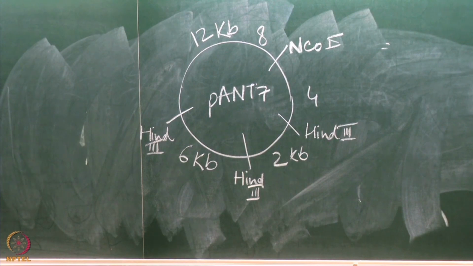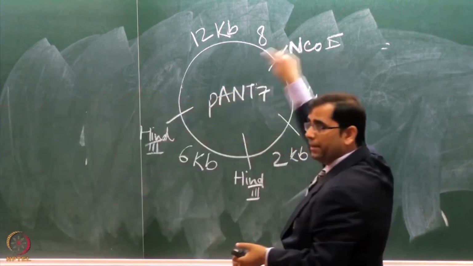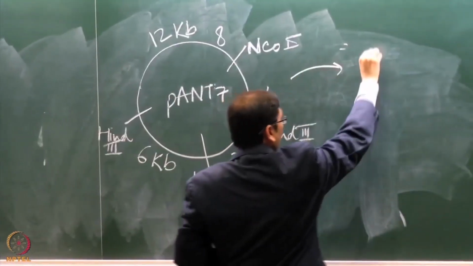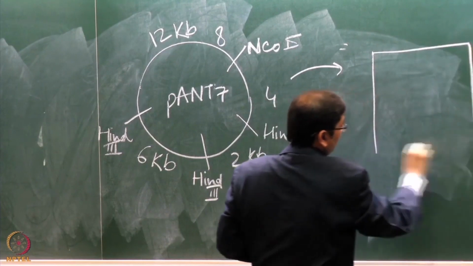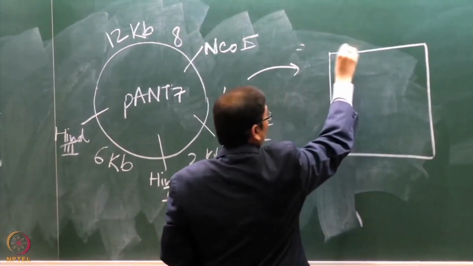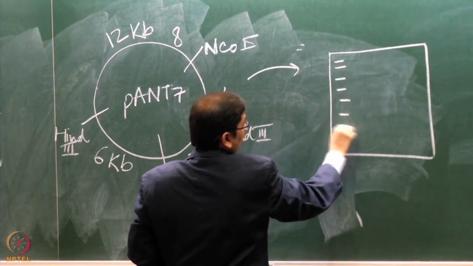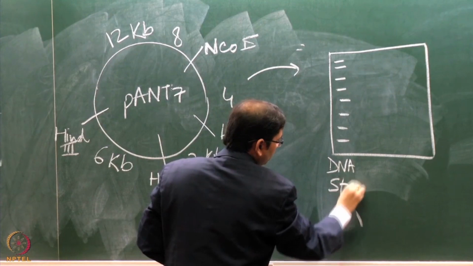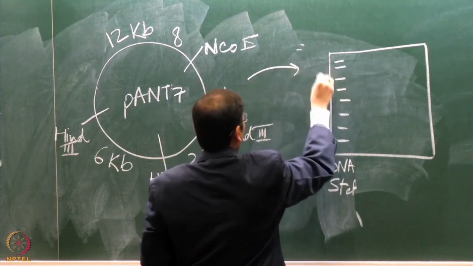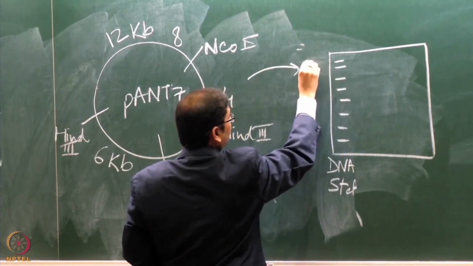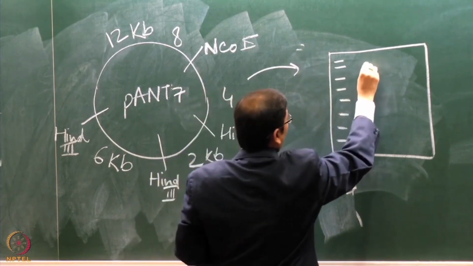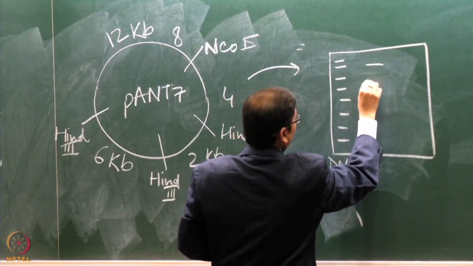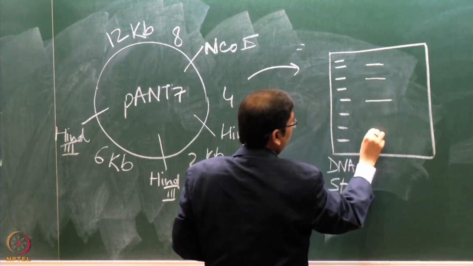Now, if you want to test how many fragments have been generated, these are theoretical possibilities. People do this experimentally using a technique known as DNA electrophoresis or agarose gel electrophoresis, in which these are the DNA standards. So, let us say we have 1 to 20 kilo base pair markers, and now we are running 8, 6, 4 and 2.